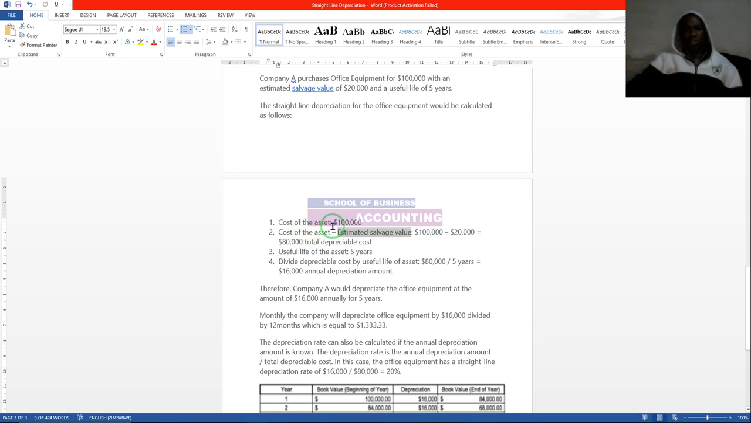In this case, the cost of the asset is 100,000, and the estimated salvage value is 20,000. So we're saying 100,000 minus 20,000 to get 80,000. This is the total depreciable amount over 5 years. Then the useful life of the asset is 5 years. So to get the annual depreciation amount, we divide the depreciable cost by the useful life, which is 80,000 divided by 5 years to get 16,000. So this is the annual depreciation amount.